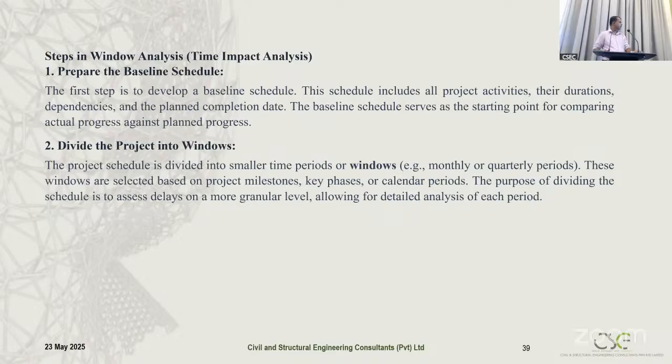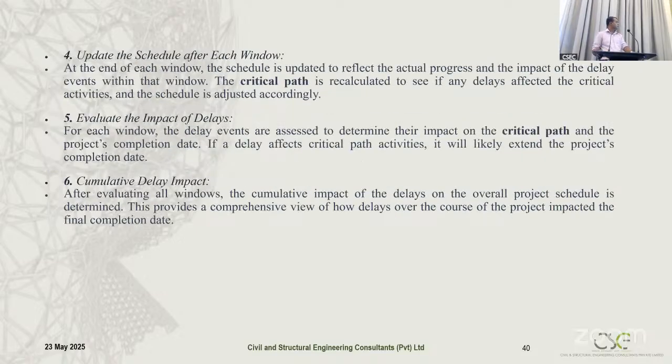Steps in window analysis: the first step is to prepare the baseline schedule, with all the details included. The second step is to divide the project into windows. The project schedule is divided into small time periods, monthly or quarterly. These windows are selected based on project milestones. It is a project decision how we are going to divide the program. Then we update the schedule after each window. First we update the schedule in the first window, next we evaluate the second window, and likewise each window, and finally we get the cumulative delay impact from each window.